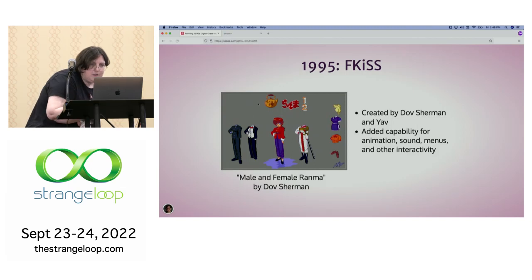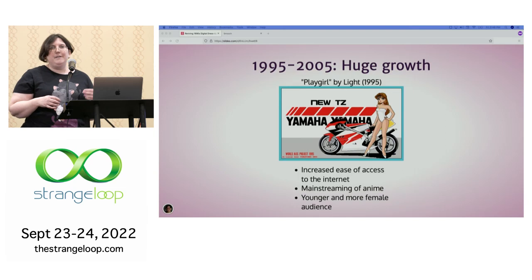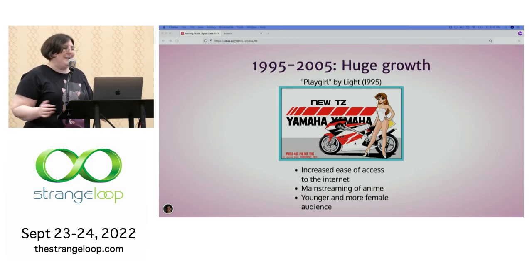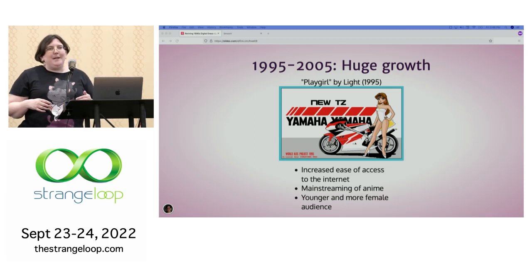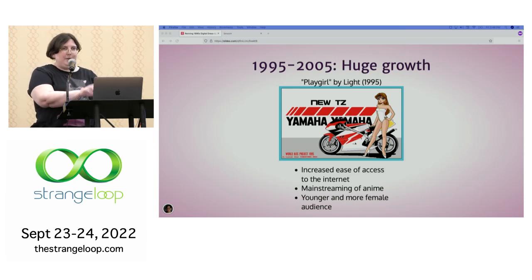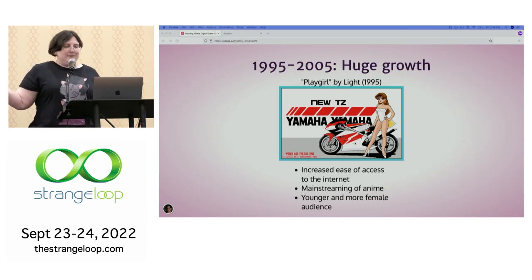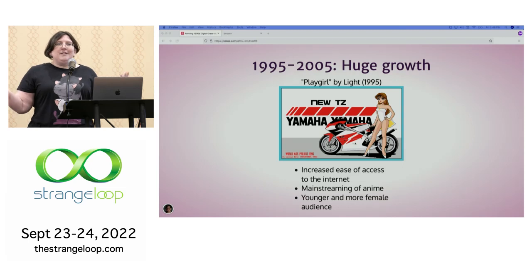So from 1995 to 2005, there was huge growth in KISS. And a lot of that was just a rising tide lifts every boat. The internet was getting more popular, so stuff on the internet got more popular. And also at the same time, anime was getting more mainstream, and people would go on to Alta Vista and search Sailor Moon, and they would find these dolls of Sailor Moon and be like, oh, I want to make those. And with that came at least a seeming change in demographics.